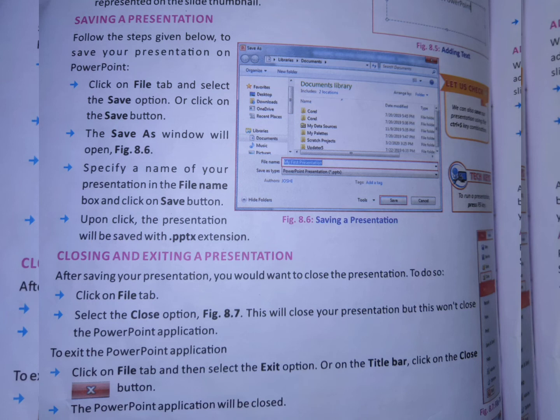For closing an existing presentation, after saving, go to the File tab. There we can see the Close option, and when we click the Close option, the presentation will close. And for exiting the PowerPoint application, we can see on the right side of the title bar the close button. Just click that and the application will be closed.